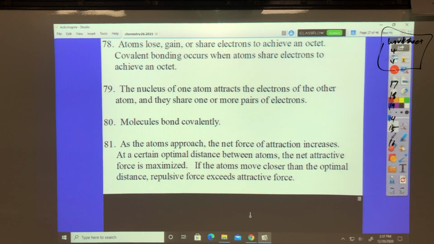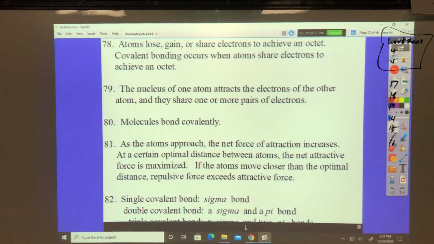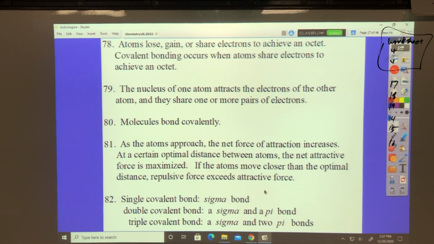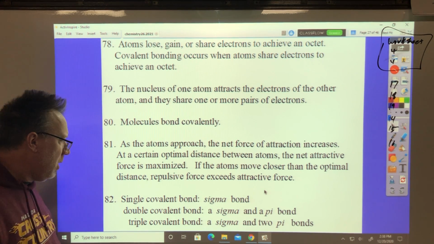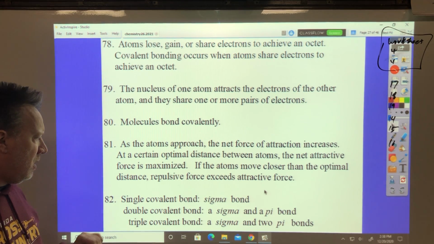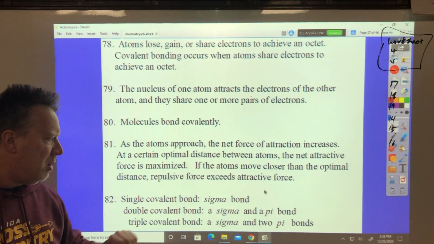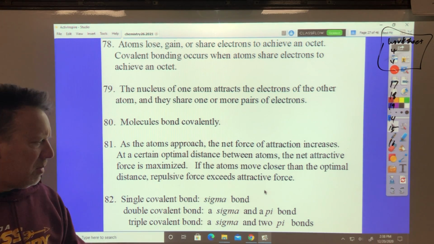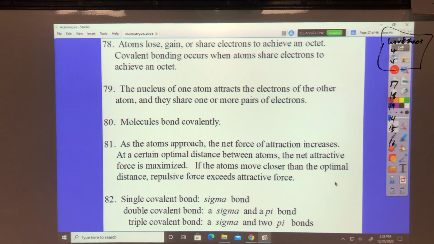82. How could you predict the presence of a sigma or pi bond in a molecule? I'm going to show you the diagram for this where I went over it. A single covalent bond has only a sigma bond. A double covalent bond has a sigma and a pi bond. And a triple covalent bond has a sigma and 2 pi bonds.